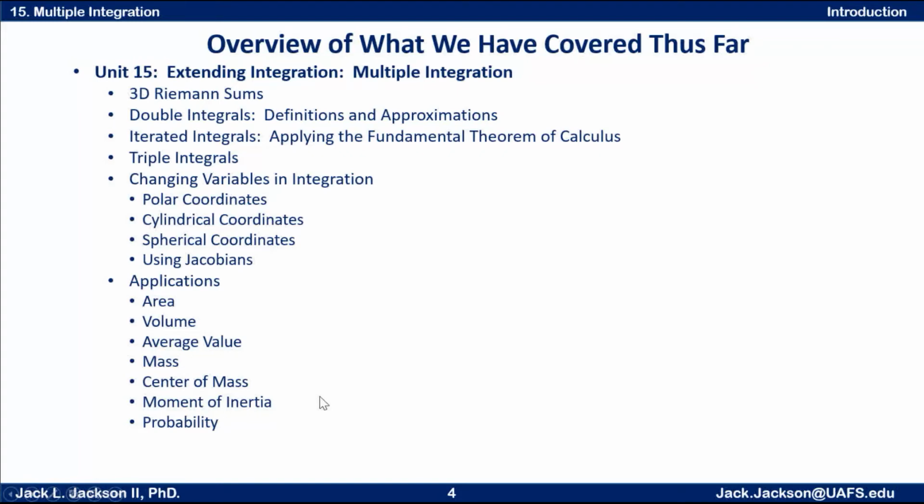And then Unit 15 that we just finished up, or Unit 3 in Calculus 3, was on extending integration in a way that we talked about multiple integration. So we did 3D Riemann sums. We talked about double integrals, their definitions and approximations, iterated integrals, applying the fundamental theorem of calculus to those. And of course that was double integrals, but then we also did triple integrals and iterated triple integrals. We talked about changing variables in integration, polar coordinates, cylindrical coordinates, spherical coordinates, and then using Jacobians to do other types of changing of variables.